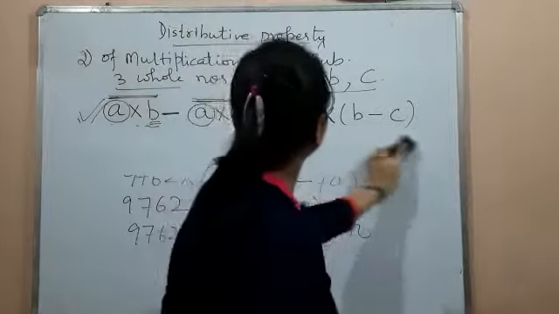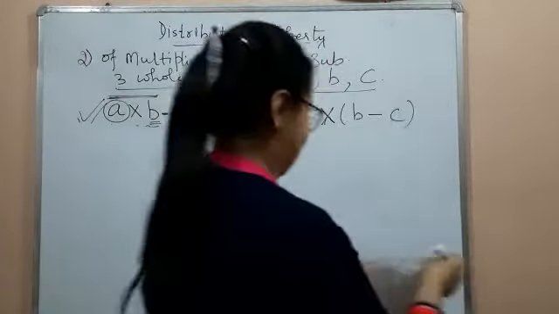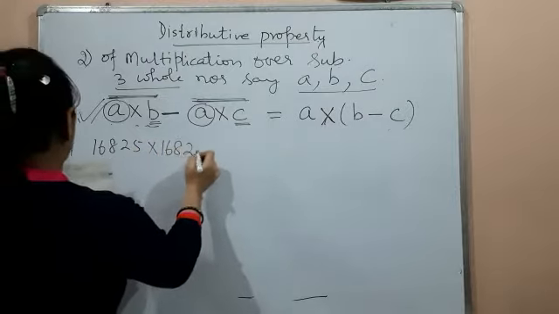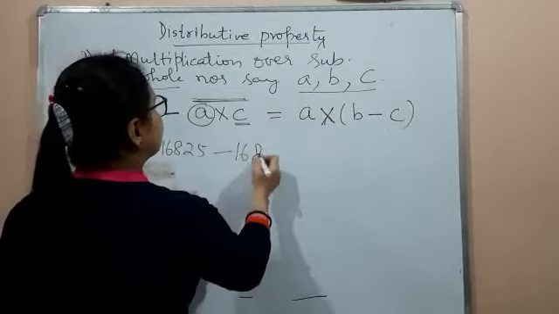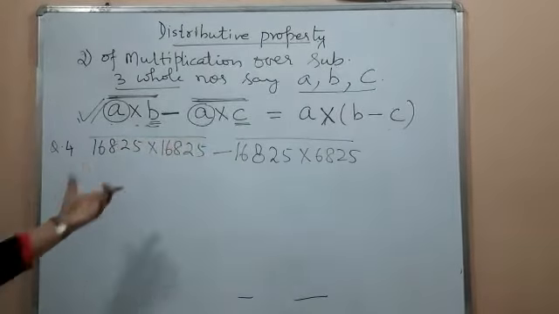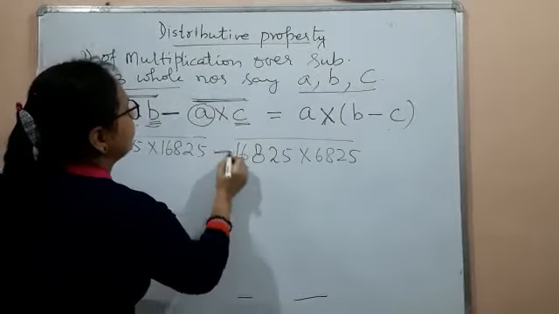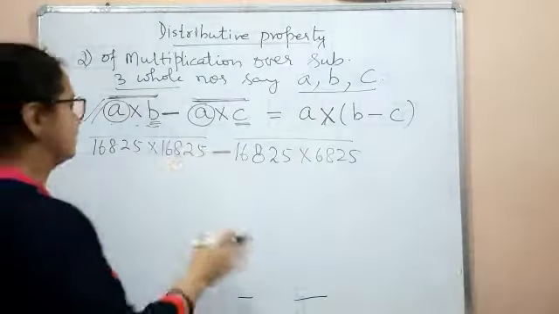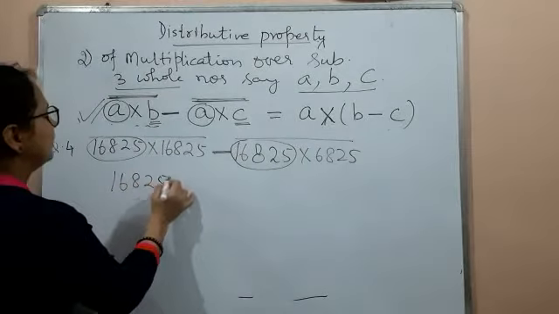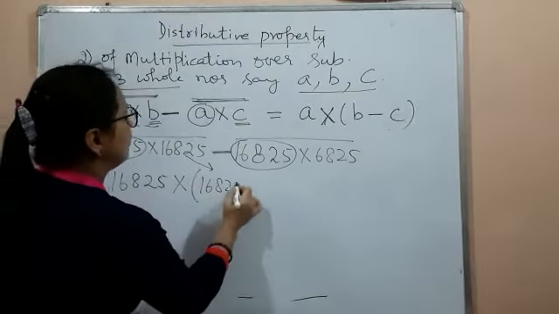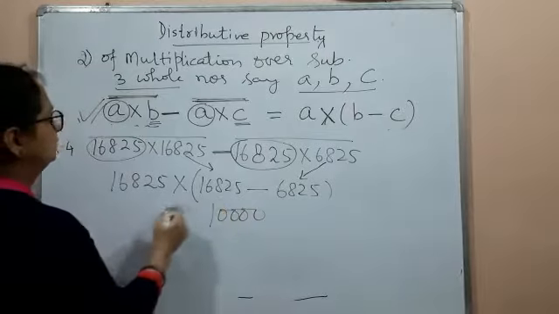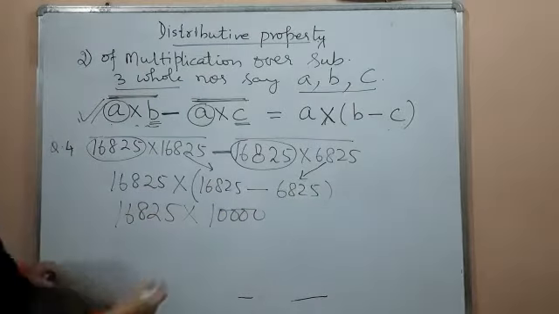So this is the next question. Next is question number 4: 16825 multiplied by 16825 minus 16825 into 6825. Again, you can see the whole expression can be divided into two parts because there is a minus sign in between. Minus and plus divide your whole expression into parts, and these are two parts. And in both parts, what did we observe? That we are getting this common. So 16825 will be kept common, and from here we get 16825 minus, from here we get 6825. Obviously this is 1000 multiplied by 16825. So you know the answer for that.